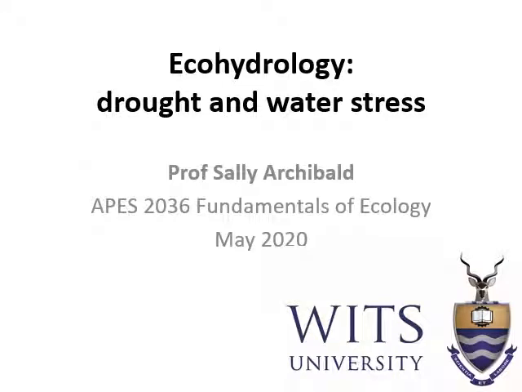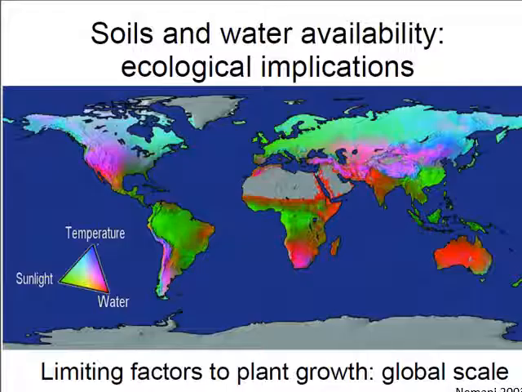Hi everyone, this is our second set of lectures on ecohydrology, and here we're going to be taking some of the content you learned about the water cycle in the previous lecture and applying it to understand drought and water stress in ecosystems. Have a look at this quite fluorescent map of the globe. This map is the result of an interesting analysis by Nemani in 2003, showing which factors are limiting plant growth in different parts of the world.